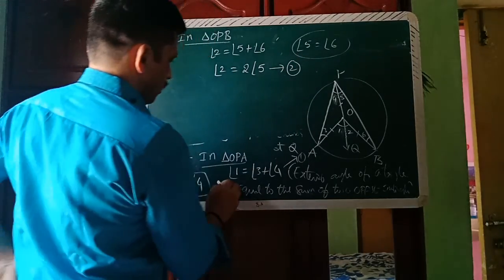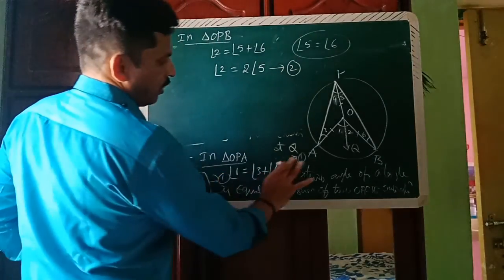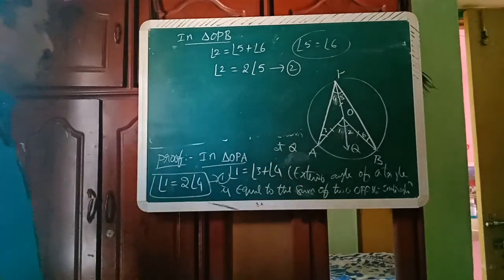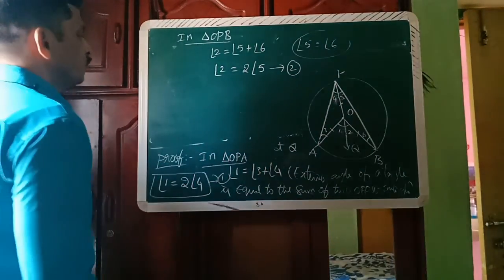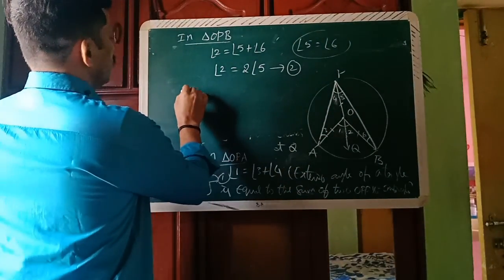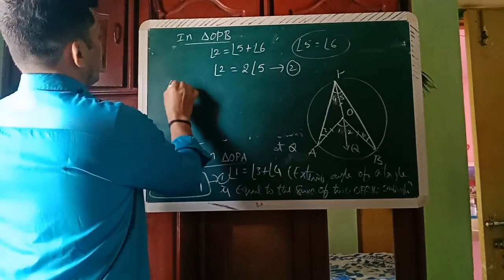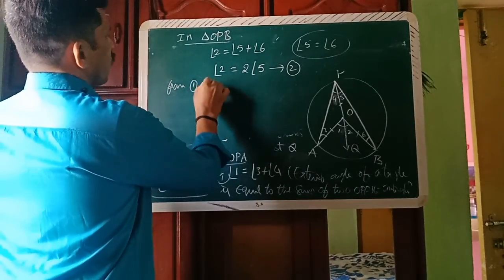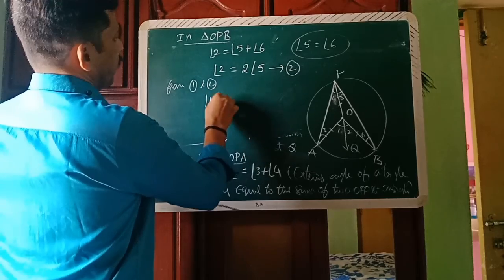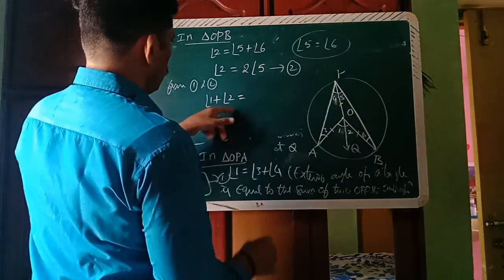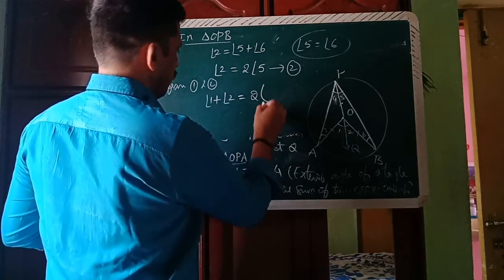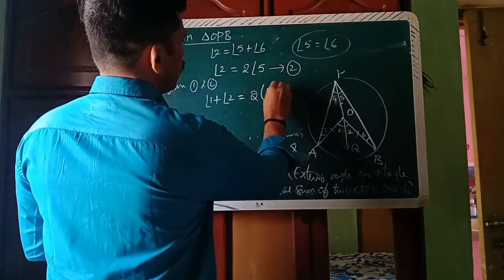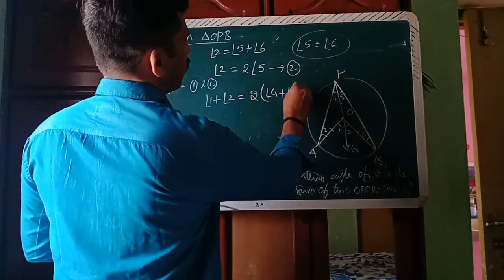This is equation 1 and equation 2. Adding 1 and 2: angle 1 plus angle 2 is equal to 2 times, I will take 2 common, angle 4 plus angle 5.